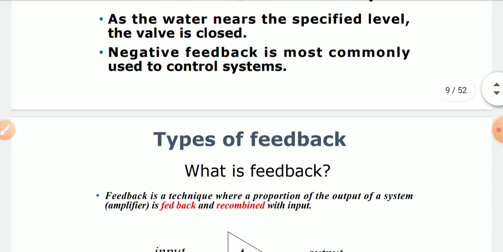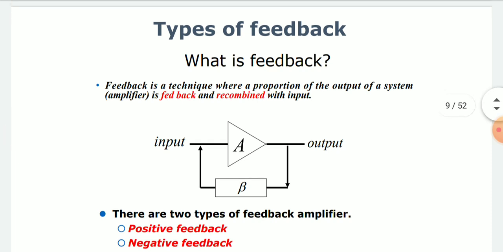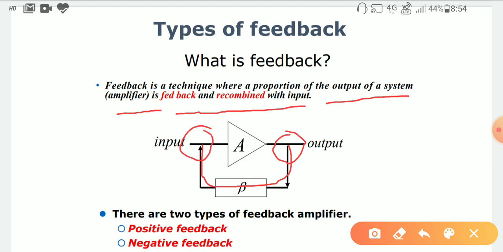Now the question is: what is feedback? Feedback is a technique where a proportion of the output of a system, that is, of an amplifier, is fed back and recombined with the input. Look, some portion of the output comes here again at the input side. That means the feedback process is going on there.